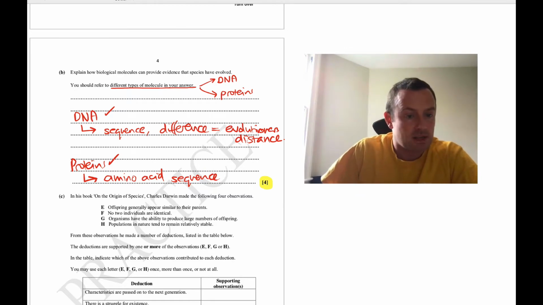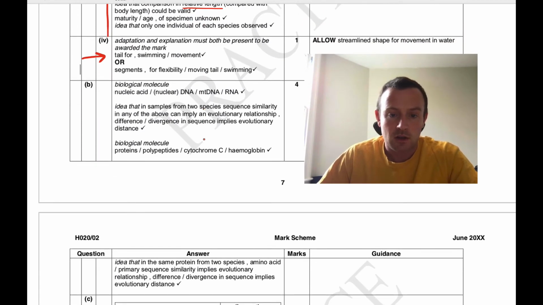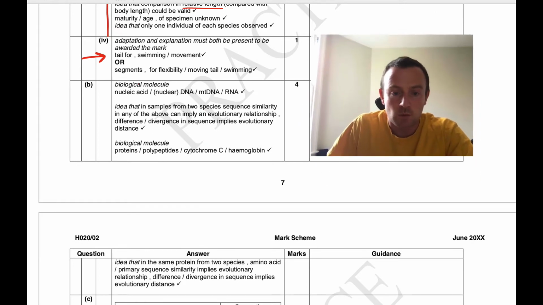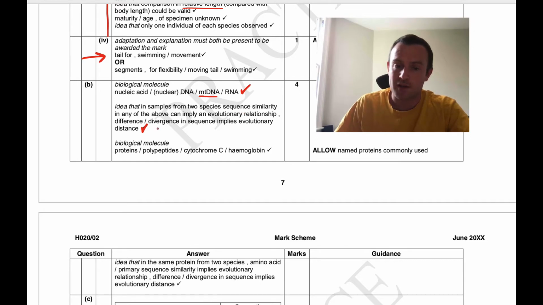Okay, so let's check the mark scheme to fully check that. The biological molecule, first of all, we could talk about nucleic acid or DNA, or mitochondrial DNA, or RNA. So that's the first mark there. And then this idea about how different the sequences are. But you really have to say sequence similarity or sequence difference. So if you didn't talk about sequencing, then you couldn't get that second mark.